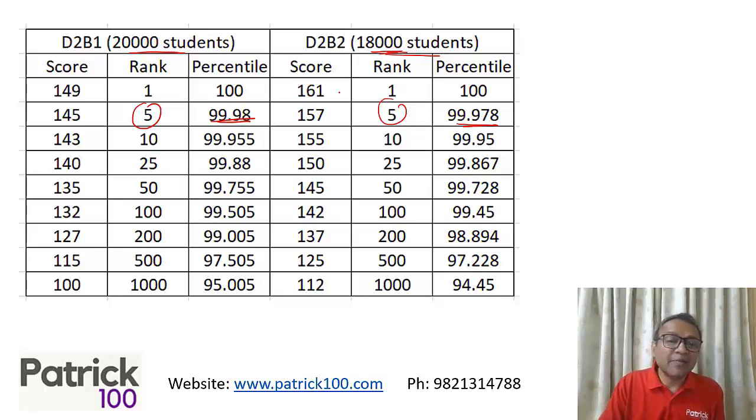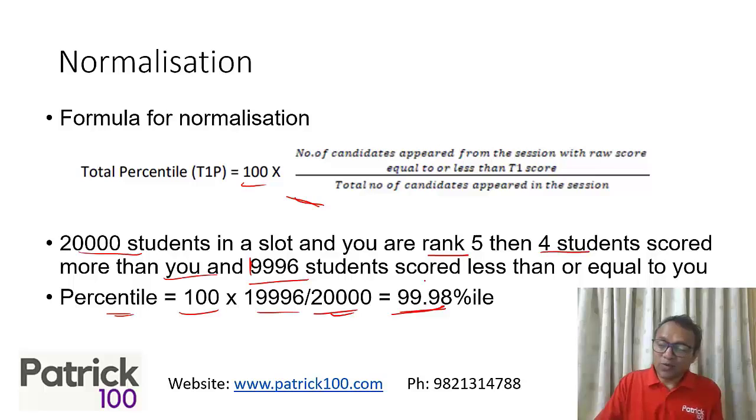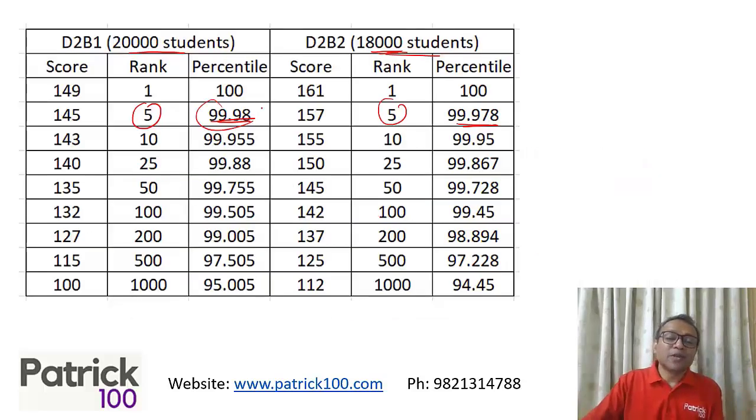Okay, let's understand it better. Based on this formula, suppose there are 20,000 students giving the exam. If you're rank 5, that means 4 students scored more than you. That means 19,996 students scored less than or equal to you. Based on the formula for percentile, 100 into the number of students who scored less than or equal to you, that is 19,996 upon 20,000, you get 99.98 percentile. That's how they calculate this 99.98.